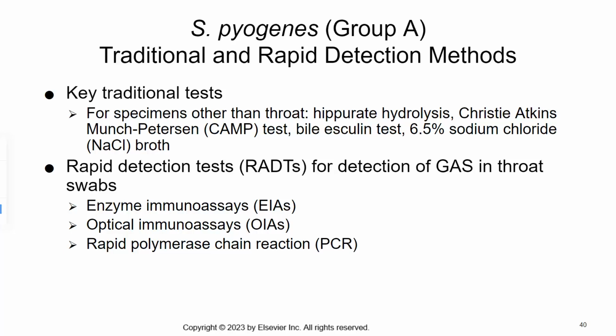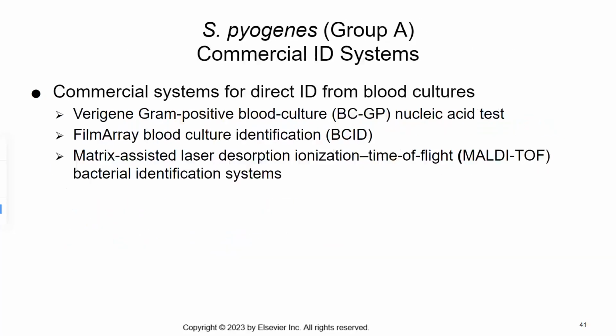For specimens other than the throat: hippurate hydrolysis, Christie-Atkins-Munch-Peterson (CAMP) test, bile esculin test, 6.5% sodium chloride broth. Rapid detection tests for the detection of GAS in throat swabs: there are enzyme immunoassays, optical immunoassays, or rapid PCR tests available. And then there are several commercialized systems to detect from blood cultures.